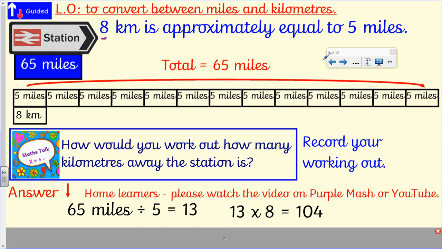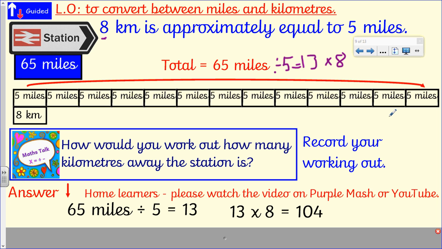So I do my 65 miles and I divide it by 5. If I divide it by 5, that gives me 13. So I'm using my times table facts there again. 12 times 5 is 60, so 13 times 5 has got to be 65. And then I times it by 8 because of my 8 kilometers.